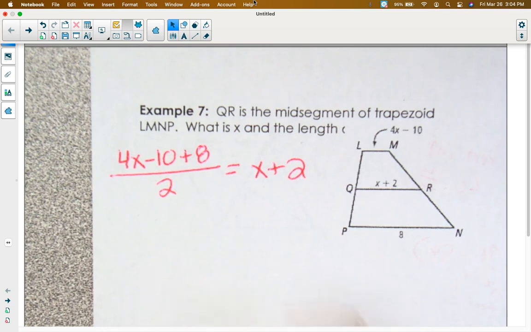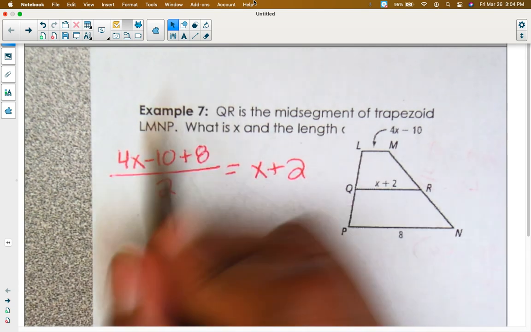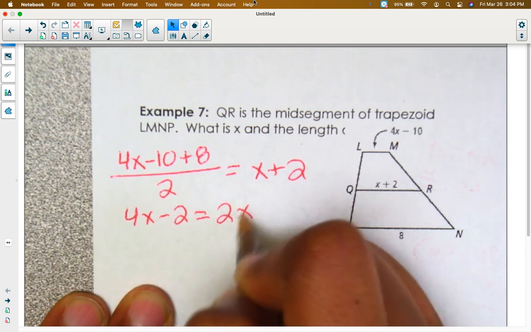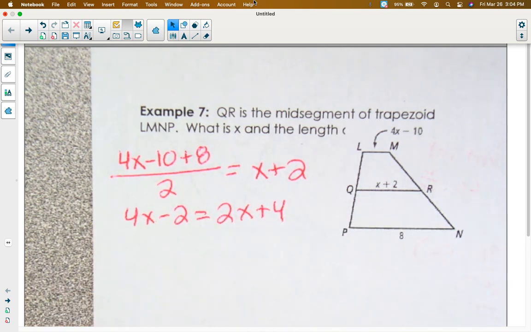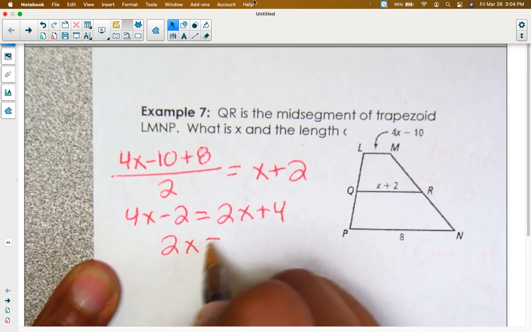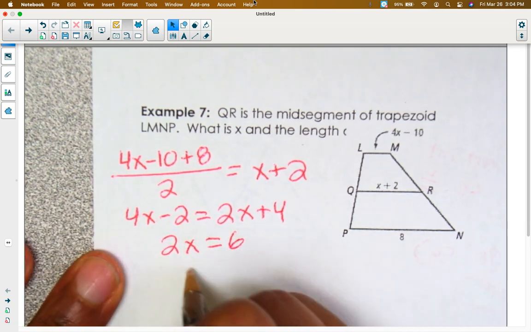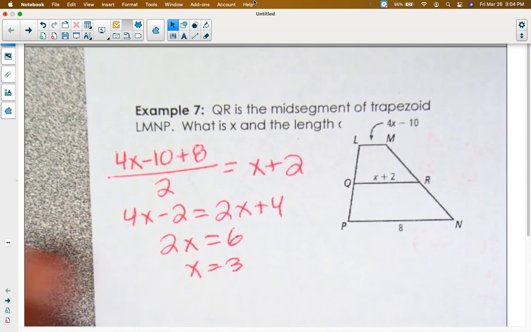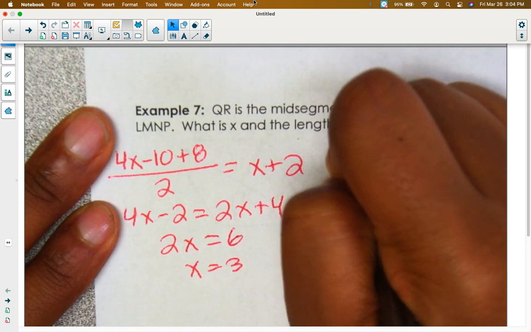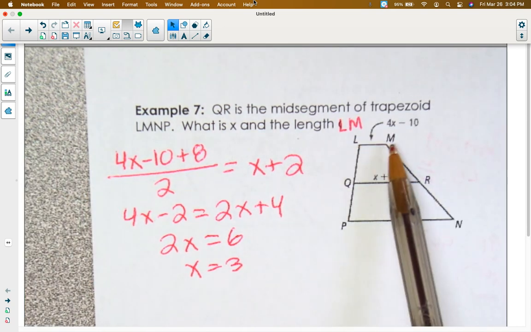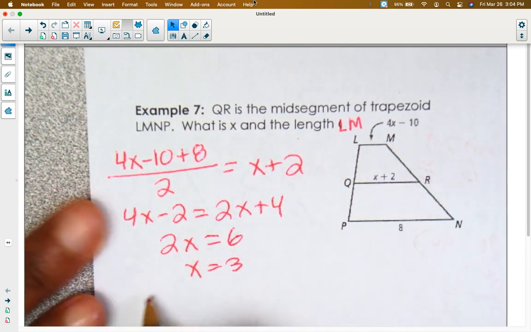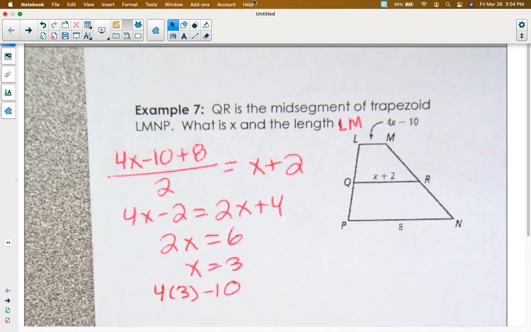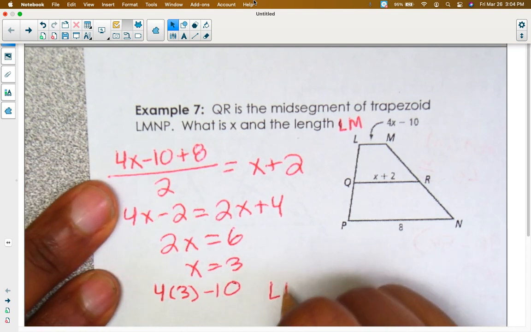So how do I solve this equation? We're dividing by 2, so we need to multiply both sides by 2. Make sure you do the distributive property. Subtract 2x from both sides. Add 2 to both sides. And I got 3. It wants to know the length of LM, which is what got cut off a little bit here. So what is the length of LM? We're going to take 3 and plug it in. So LM is 2.